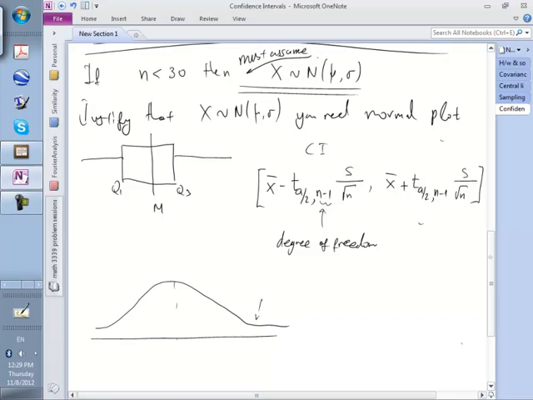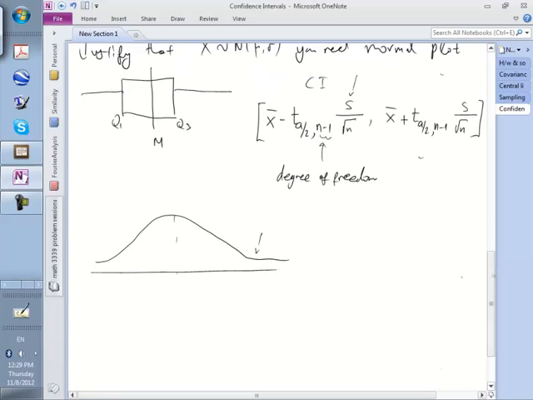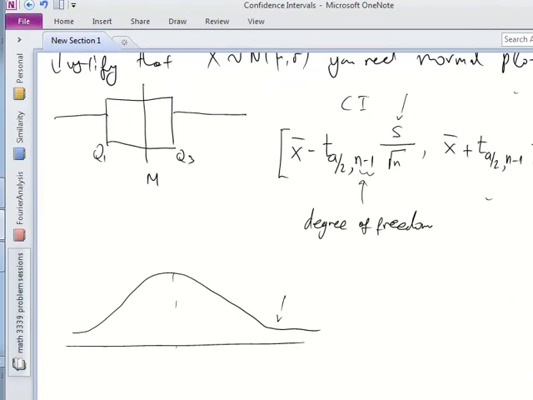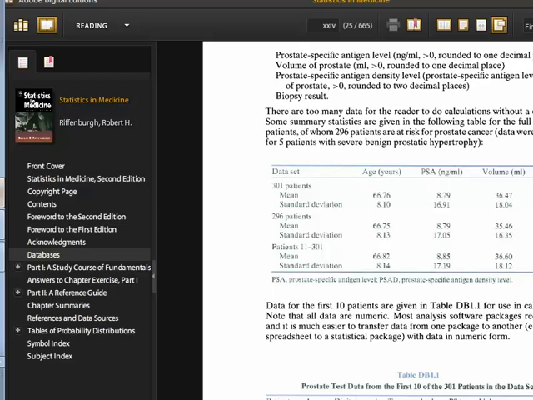But the advantage of this is that you don't have an unknown quantity here. You have the sample standard deviation, S, directly plugged in. Okay? So let's see if we can do a problem with this.